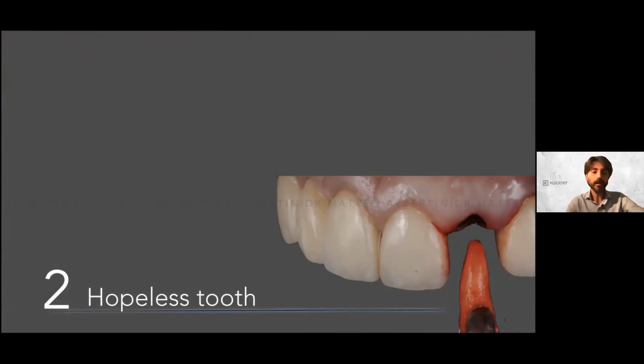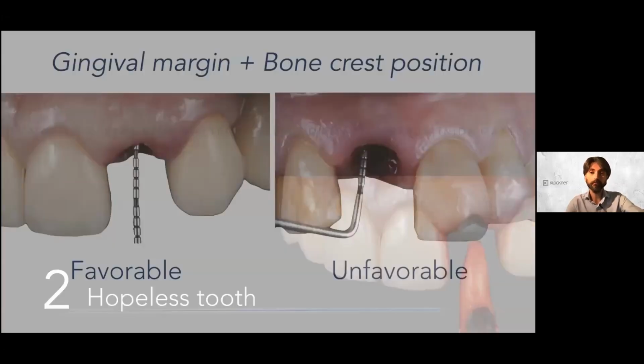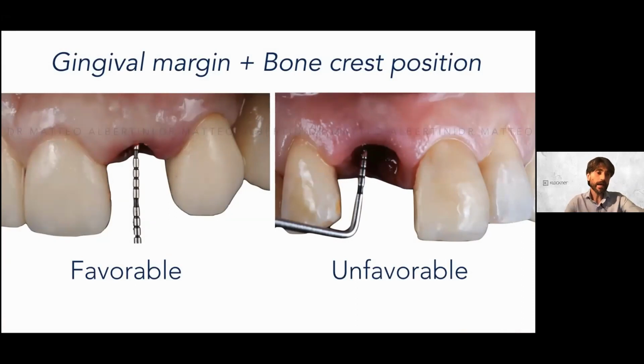So in the second scenario, we have a hopeless tooth to be extracted, and we have the opportunity to manage both hard and soft tissues. So we can have two different possibilities. We can have favorable cases and less favorable cases, depending on several factors. But here, I want to focus on the two most important parameters we have to respect: the gingival margin position and the bone crest position.